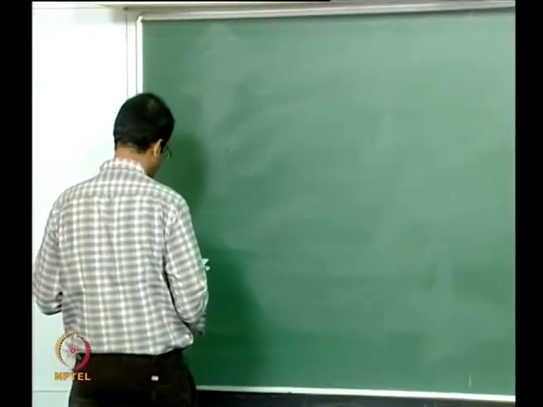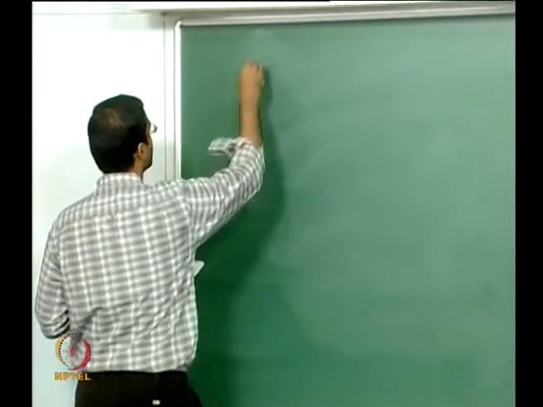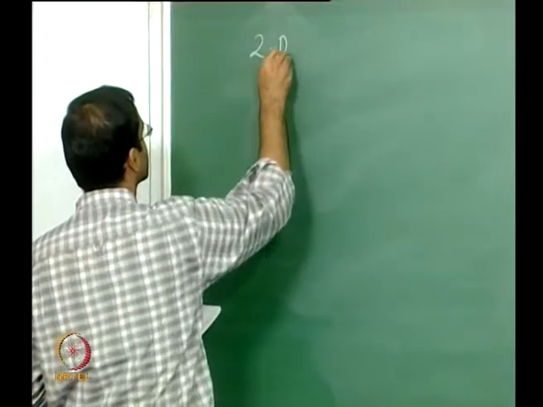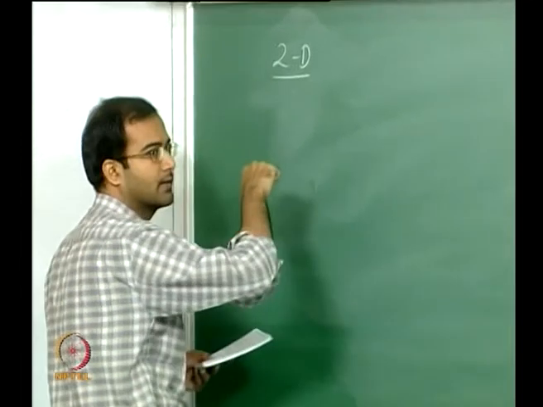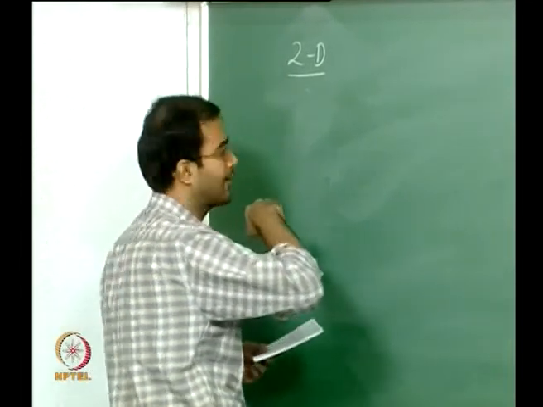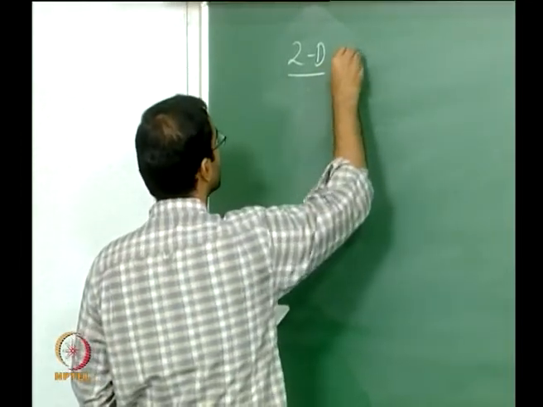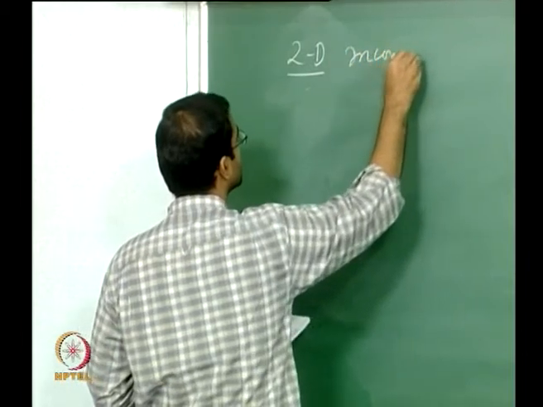So the next topic will be for 2D. This 2D is the approximation that is required. Okay, we cannot write this in 3D again. Okay, 2D incompressible flows.